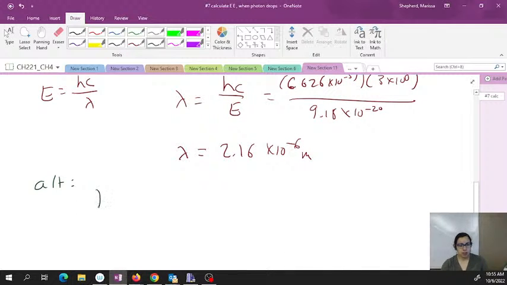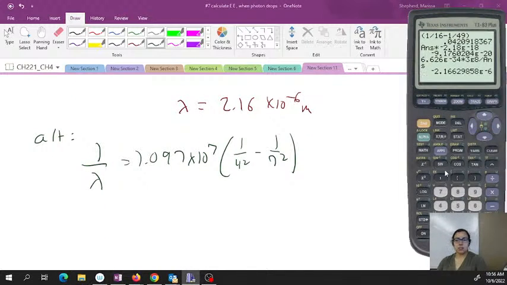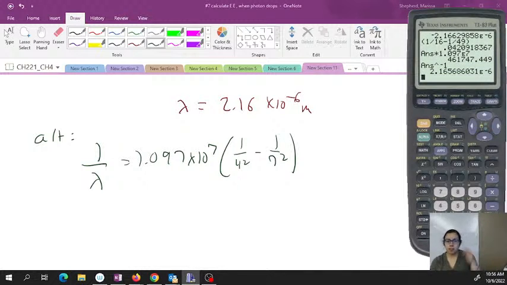So alternatively, maybe you like this form of the formula. So 4 squared minus 7 squared. And so I'll just plug this in to show you. So multiply it by our constant, and then take the inverse. And so that gives us, right, the same answer we just got from the other method.